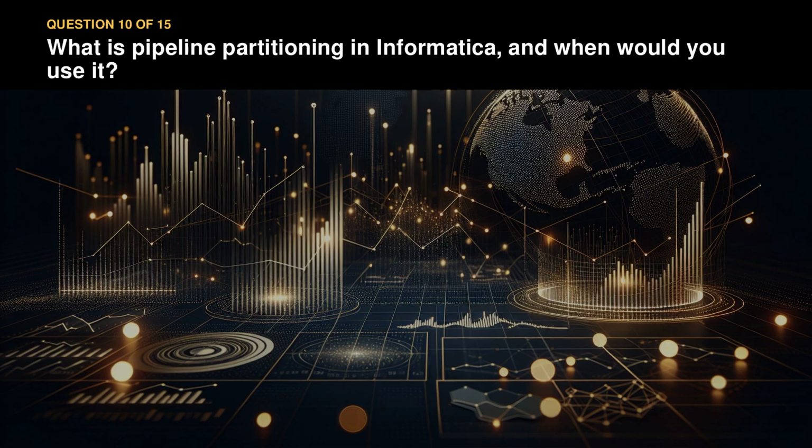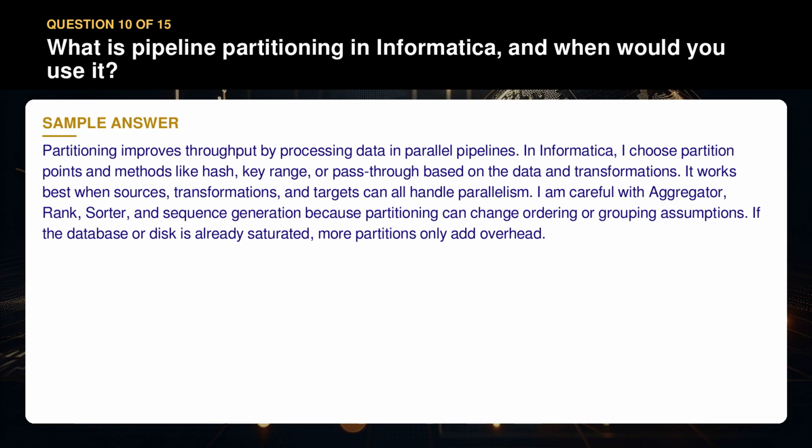Question 10. What is pipeline partitioning in Informatica, and when would you use it? Partitioning improves throughput by processing data in parallel pipelines. In Informatica, I choose partition points and methods like hash, key range, or pass-through based on the data and transformations. It works best when sources, transformations, and targets can all handle parallelism. I am careful with aggregator, rank, sorter, and sequence generation because partitioning can change ordering or grouping assumptions. If the database or disk is already saturated, more partitions only add overhead.